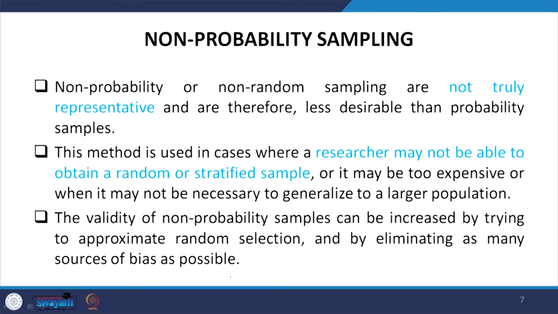Now, let us move to the understanding of non-probability sampling. The word itself clarifies the meaning, that is, the probability of selection of a particular unit in the sample is not the same. So, non-probability or non-random samples are not truly representative of the population. Therefore, this is less desirable than probability sampling.